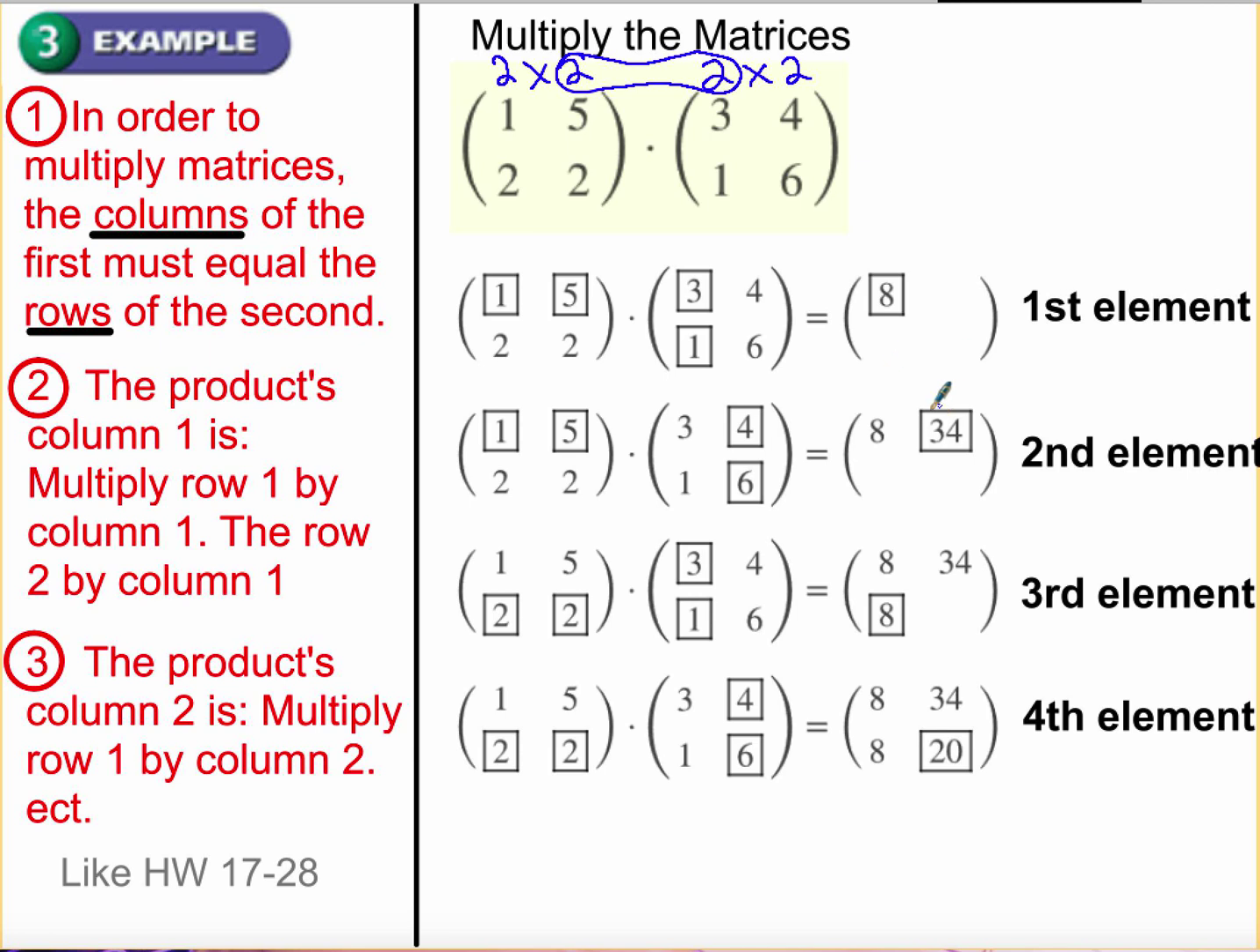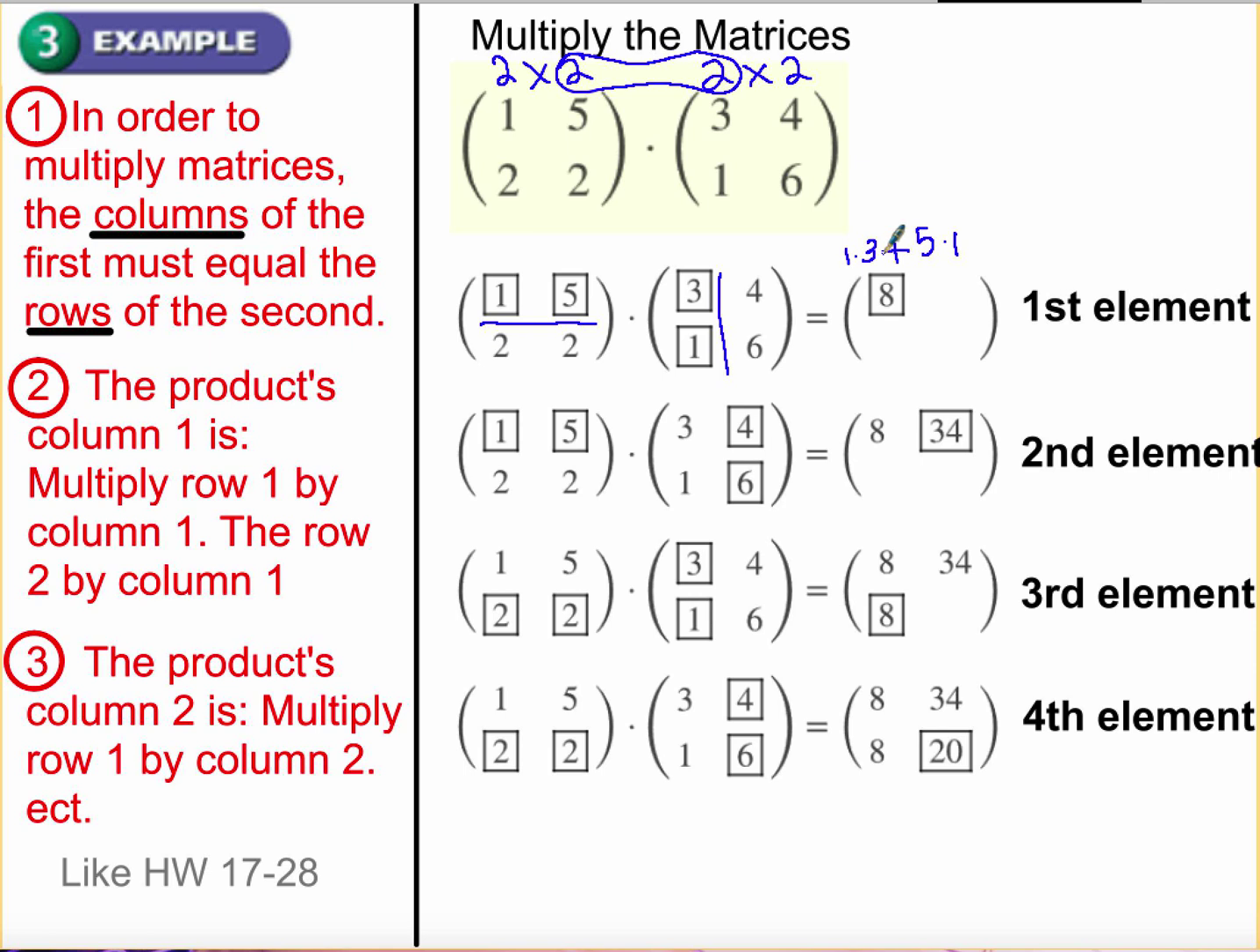Okay, so let's go through this one. All the work is already shown. I'm just going to show you how to generate it. To create our first element, we are going to multiply the first row times the first column. So multiply element by element. The first row, first column, times the first row, first column. So this is going to be 1 times 3. Then you add the second element, 5, times the second element, 1.